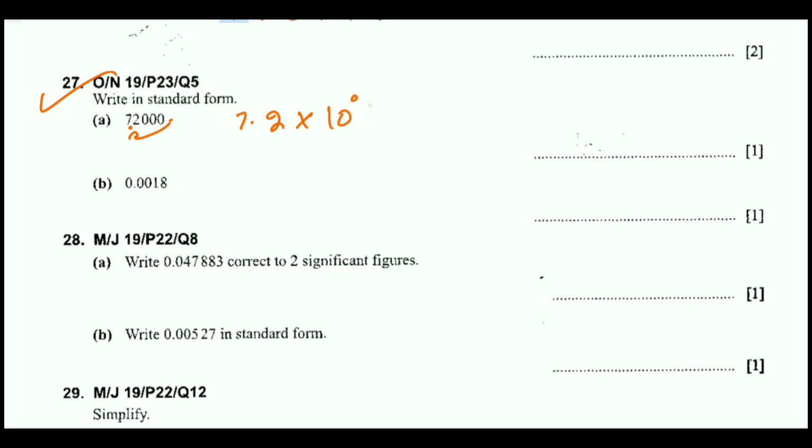You will write 10 raised to power 0 by yourself, and as your decimal is moving 4 numbers to the left side, the power will be increased by 4. Our final answer will be 7.2 into 10 raised to power 4. So this is the way you can do part B as well.